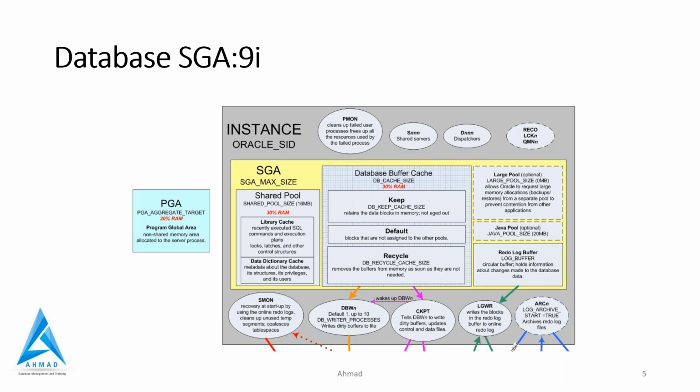And my question to all of you: how many types of database buffer cache do we have in the database? This is my first question. And second question, at a time, how many database buffer caches can you create?